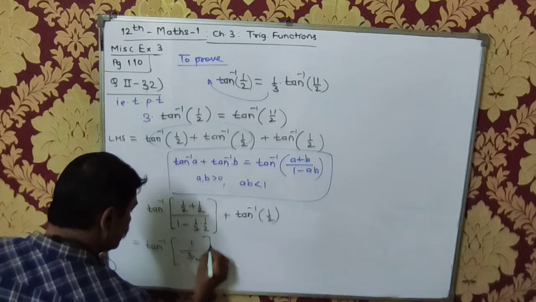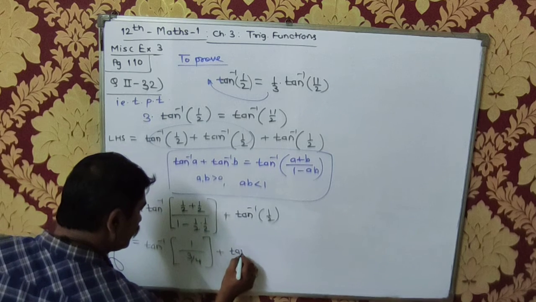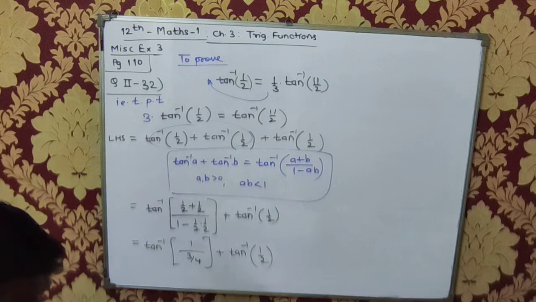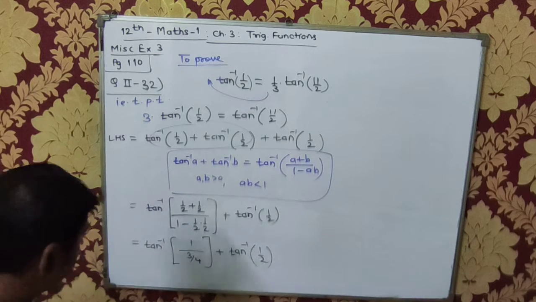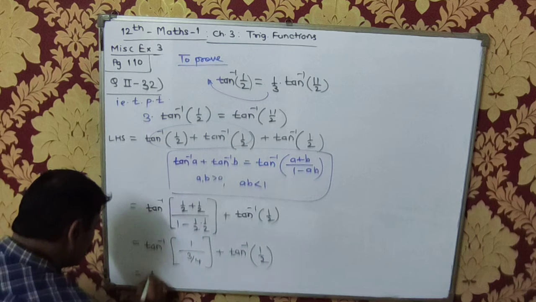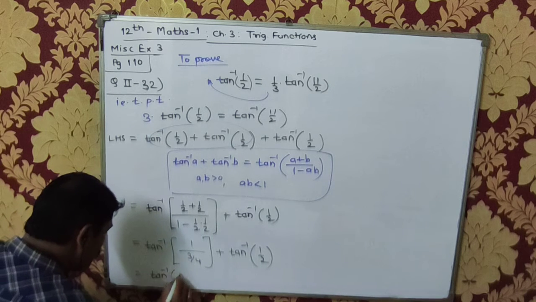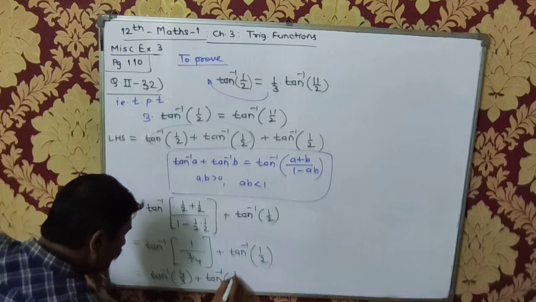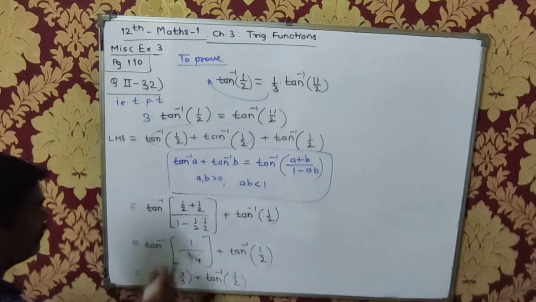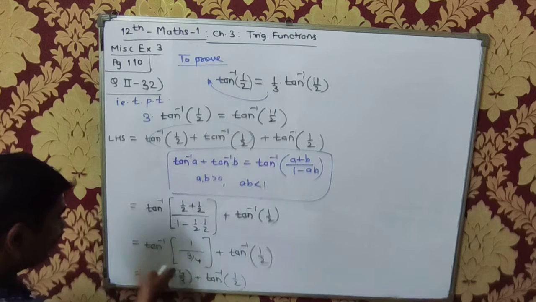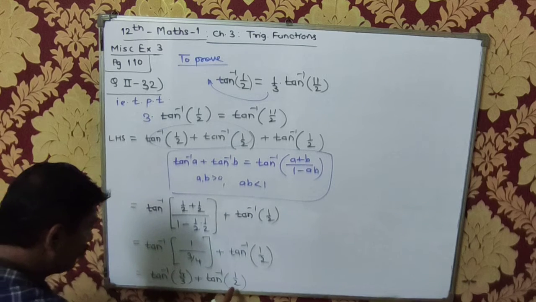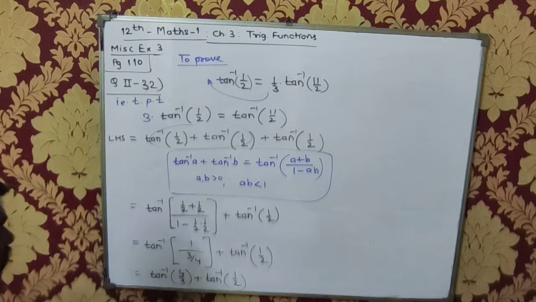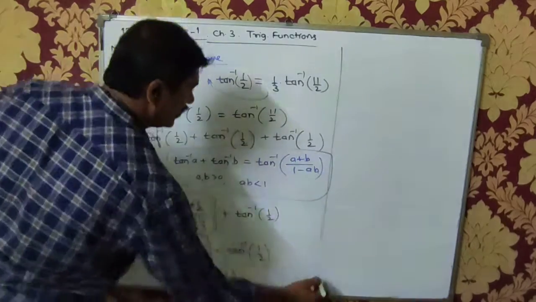Okay? Plus tan inverse of half. So that will be tan inverse of 4 by 3. So this is tan inverse of 4 by 3 plus tan inverse of half. Now once again I'll use the same formula. A and B both greater than 0, and the product AB will give me 2 by 3, which is less than 1. So again the same formula here.